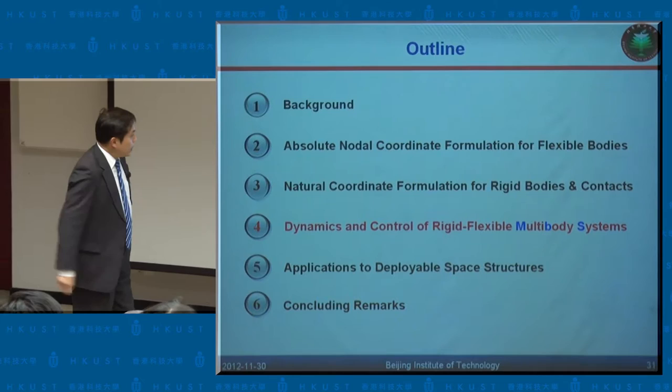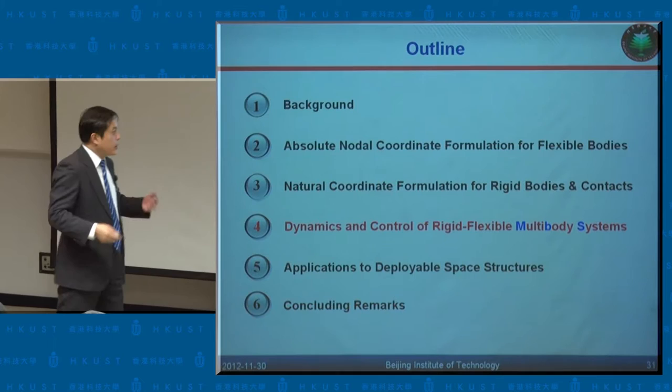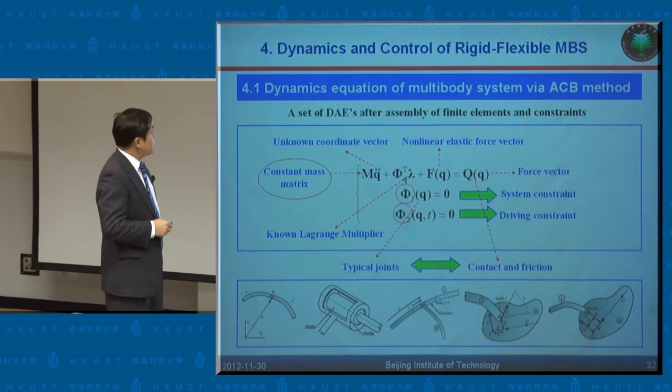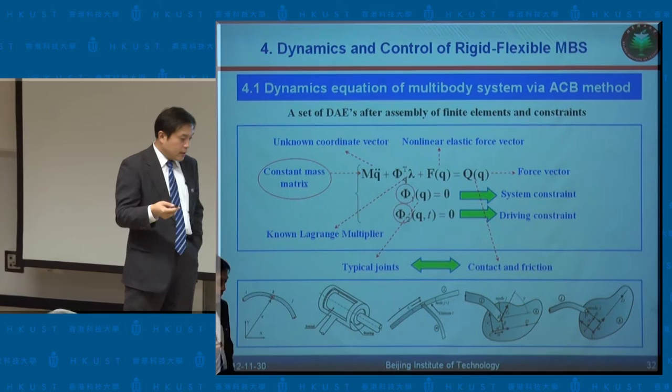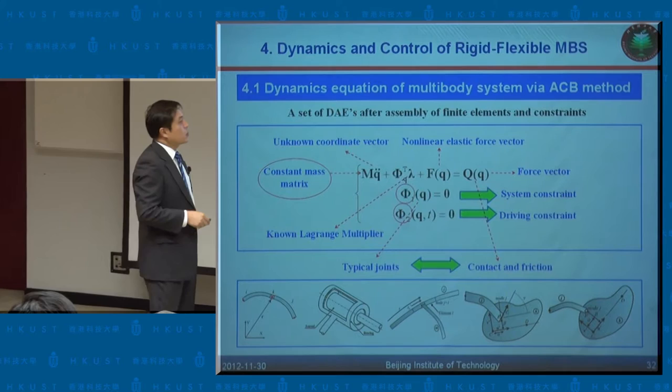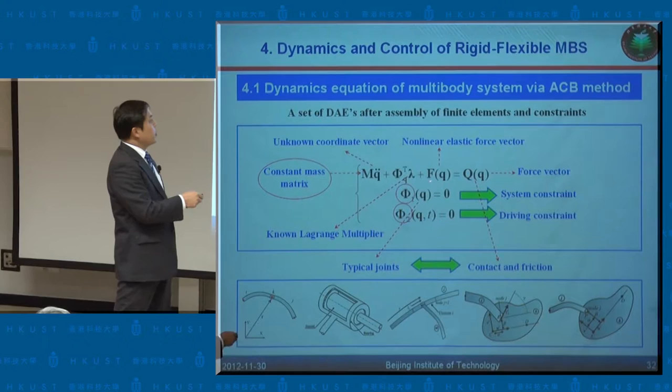Okay, now let me turn to the dynamics and control of rigid-flexible multibody systems. We need to combine the theories of the first two parts together. And now we will have a set of differential algebraic equations after assembly of finite elements and constraints in this way. And this equation includes the dynamics of both flexible bodies and rigid bodies. And these two algebraic equations describe the system constraint or driving constraint. And here, what we need to solve is the generalized coordinate Q, which is the unknown quantity, together with lambda, which is the Lagrange multiplier representing the constraint force.